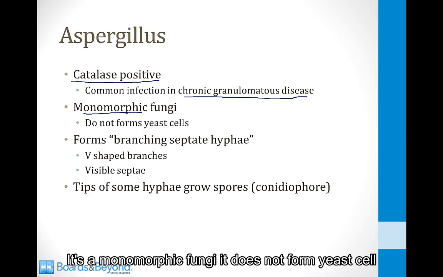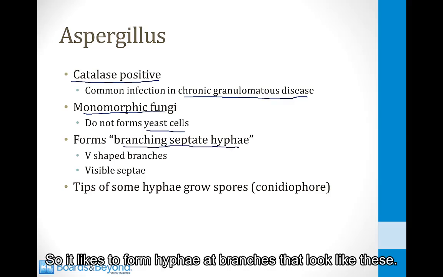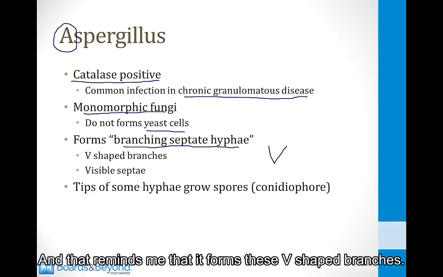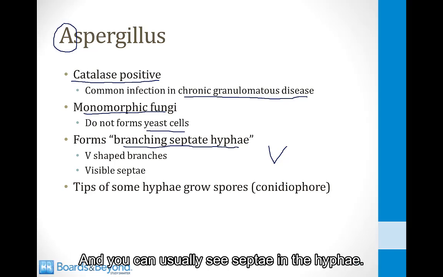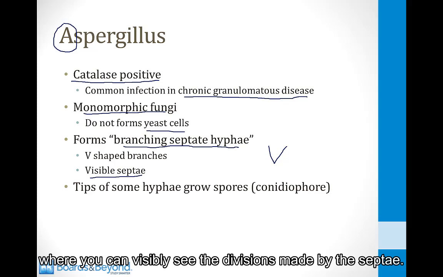It's a monomorphic fungus. It does not form yeast cells, so if you ever see a biopsy slide in a board question with small circular yeast, you are not looking at Aspergillus. It forms branching septated hyphae, so it likes to form hyphae at branches that look like V's. We'll see some pictures in a minute. But I always remember that the A in Aspergillus is like an upside down V, and that reminds me that it forms these V-shaped branches. And you can usually see septa in the hyphae, so especially on board questions, they're most likely going to show you hyphae where you can visibly see the divisions made by the septae.